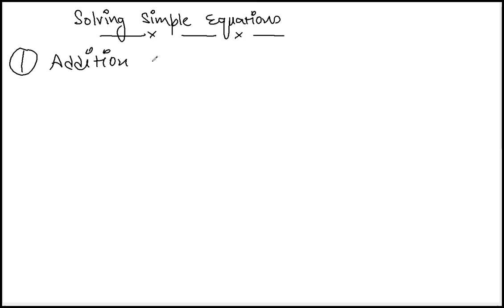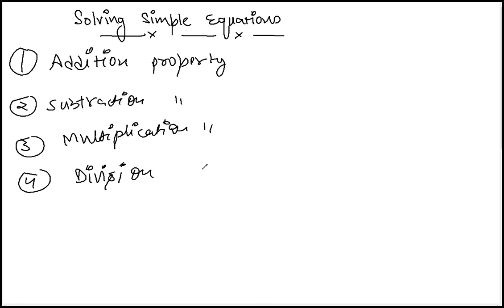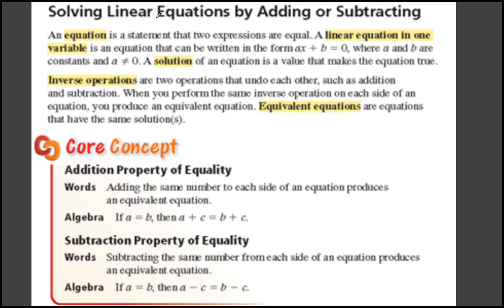The addition property of equality says adding the same number to each side of an equation, and similarly the subtraction property says subtracting the same number from each side of an equation. Then there is the multiplication property, and at the end the division property. Always remember that multiplication and division are reverse operations. Here you can take a quick screenshot of this so that you can get the exact definitions.